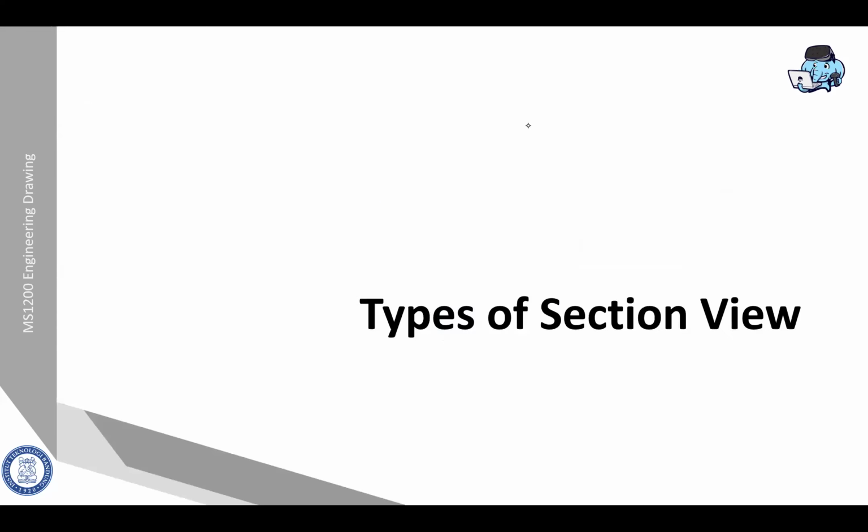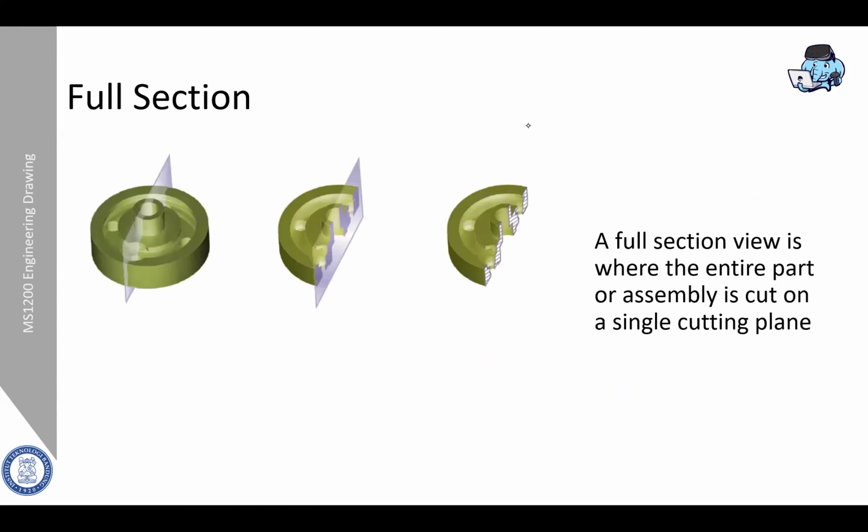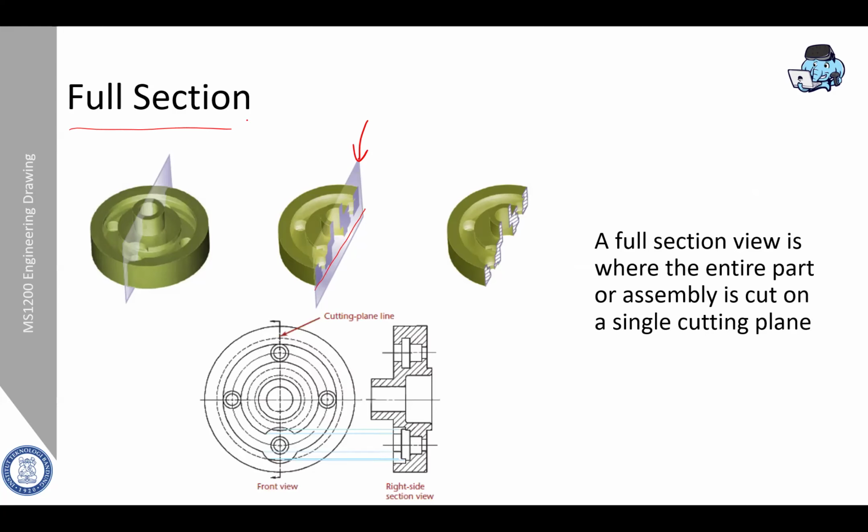Okay, next, yeah, types of section view. There are several types of section view. The first one is full section. What is a full section view? It is where the entire part or assembly is cut on a single cutting plane. Okay, so this is the single cutting plane for the entire part. This is called full section view. So like this one. This is called full section view.